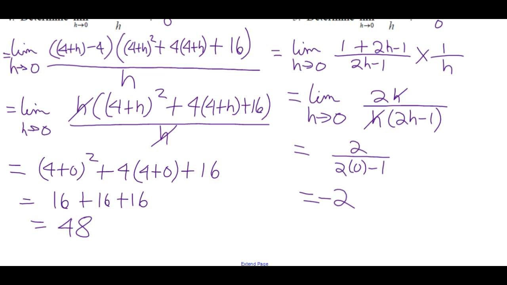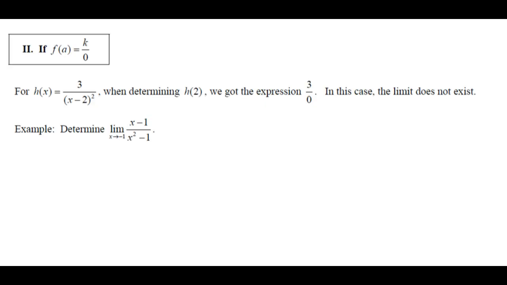Okay, so you have some strategies now to apply, right? Can I factor and cancel? Can I rationalize the numerator? Last case: if f of a equals k over 0, so for h of x equals 3 over (x minus 2) squared, when determining h of 2, we got the expression 3 over 0. In this case, the limit does not exist.